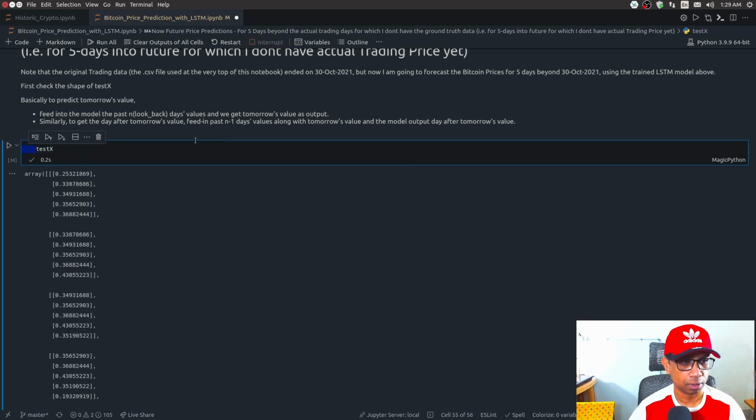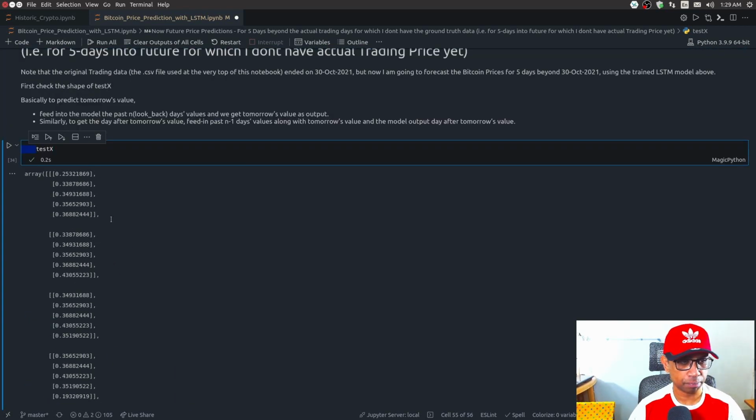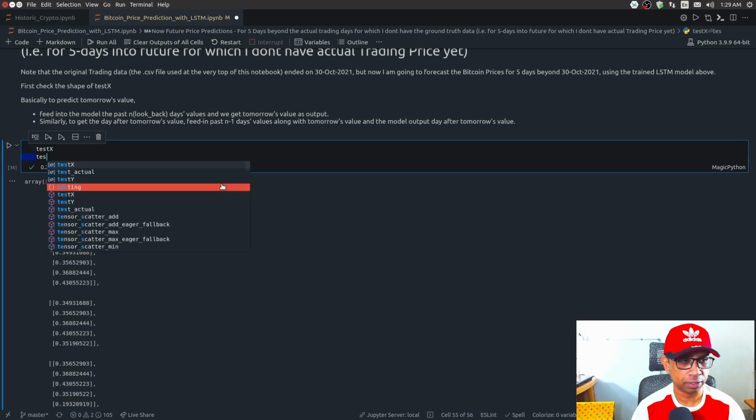Yes, so this is our test X, and it's a three-dimensional array because we have reshaped it accordingly, because LSTM needs the three-dimensional input to be fed into its model. And now check the testX.shape.